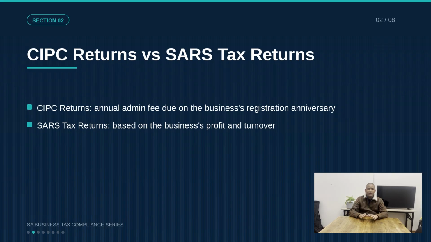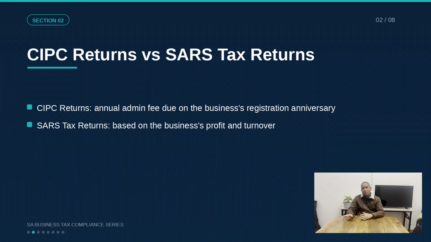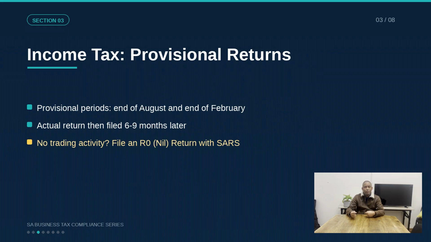I think the first clarification that I want to bring is that there's a difference between the CIPC returns and the SARS Tax Returns. The CIPC returns is what a business pays to CIPC every year on the business's anniversary, and it's an admin fee that goes to CIPC. The SARS Tax Returns, on the other hand, have to do with the profit and the turnover of the business, and the business then pays tax on the profit that has been generated for that year.